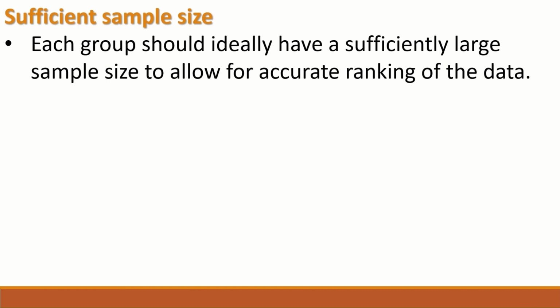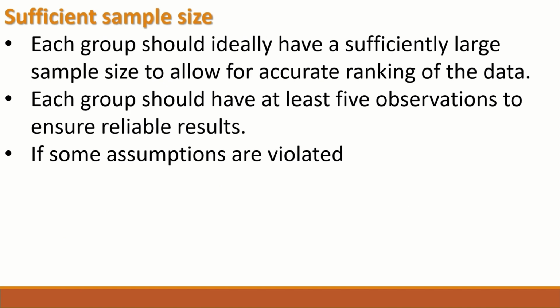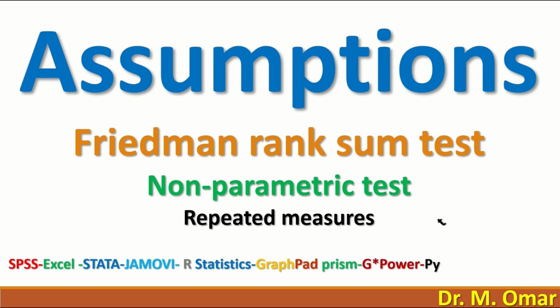The fifth assumption that has to be met for performing the test is sufficient sample size. Each group should ideally have a sufficient sample size to allow for accurate ranking of the data. Each group should have at least 5 observations to ensure reliable results. If some assumptions are violated, then use bootstrapping.